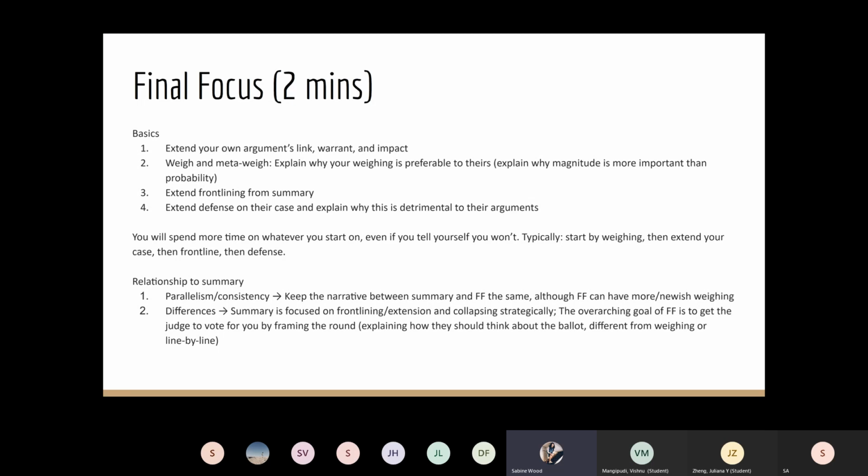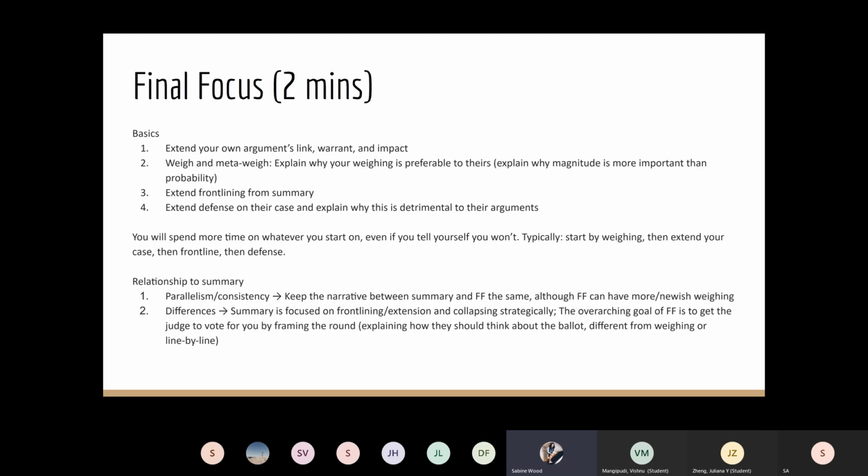So compared to summary, a few things you should keep in mind is your final focus should essentially contain all of the basic ingredients that the summary had. It shouldn't stray too far from whatever narrative your summary has had. Especially as you move into more advanced forms of debate, it's important to keep in mind that the summary and the final focus should have parallelism. So anything that wasn't said in the summary shouldn't be in the final focus, with the exception of weighing, because you can bring up newer or you can expand on whatever weighing arguments were already in summary and final focus.